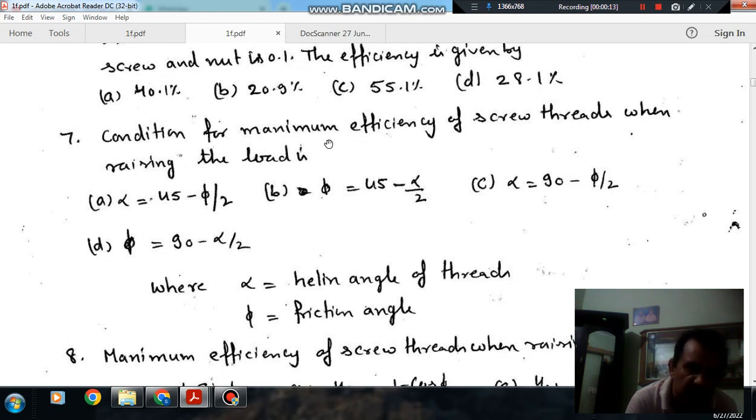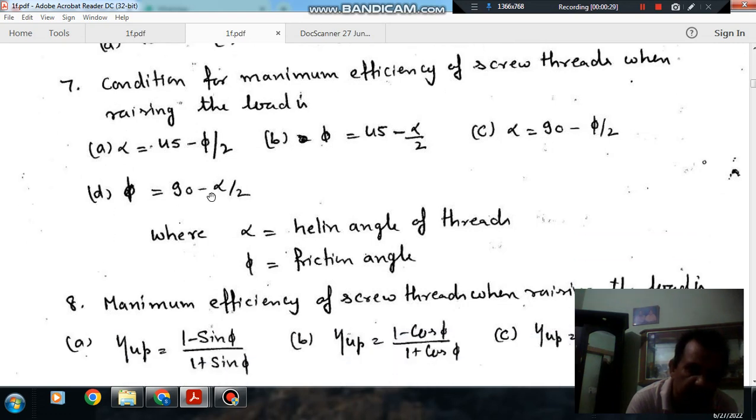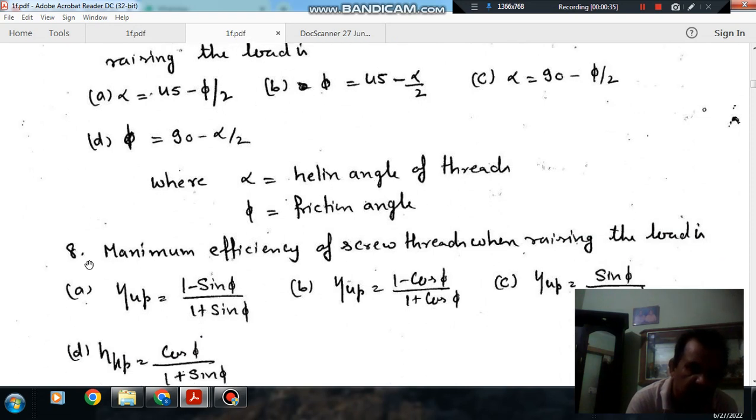Question number 7: the condition for maximum efficiency of screw threads when raising the load is: option A, alpha is equal to 45 minus phi by 2; option B, phi is equal to 45 minus alpha by 2; option C, alpha is equal to 90 minus phi by 2; option D, phi is equal to 90 minus alpha by 2, where alpha is the helix angle of the thread and phi is the friction angle.